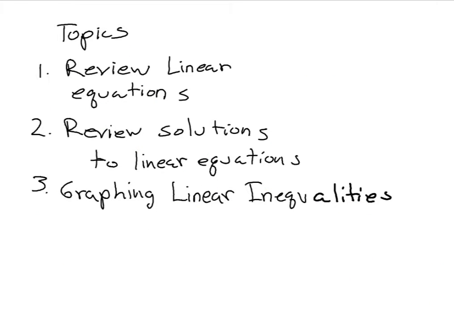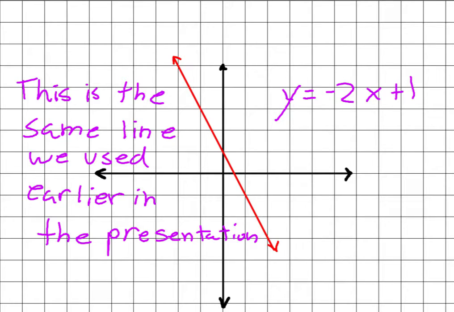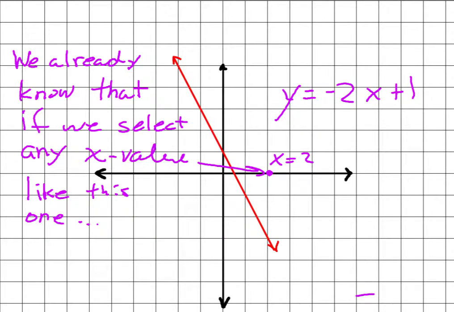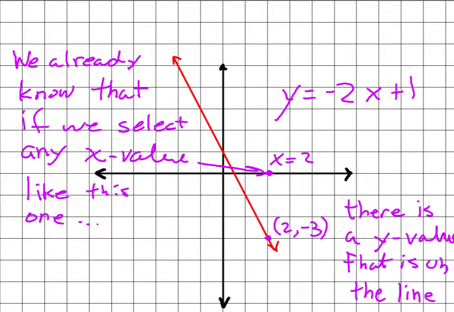Our next segment of this video is graphing linear inequalities. What do we actually do when we graph them? Well, we're going to continue on, starting with the line that we just drew, y equals negative 2x plus 1. We already know that if we select any x value, like this one, x equals 2, there is a corresponding y value that made into an ordered pair with x is going to be on the red line. In this case, it's 2, negative 3.